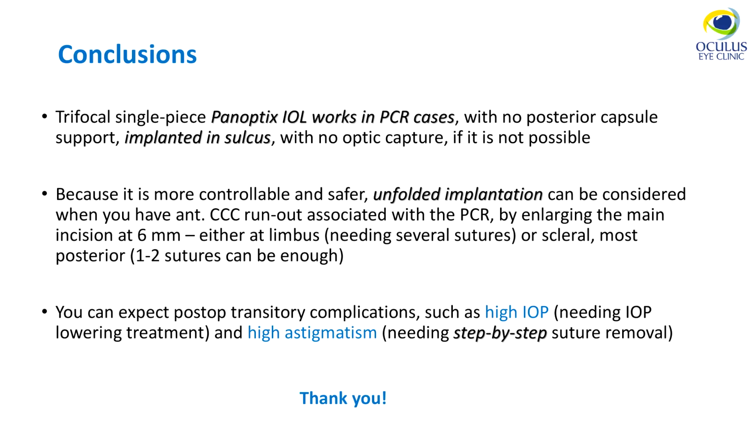So in conclusion, a trifocal single-piece Panoptix IOL works quite well, or can work well, in PCR cases with no posterior capsule support, implanted in sulcus with no optic capture if it's not possible to obtain an optic capture. Because it is more controllable and safer, unfolded implantation can be considered when you have anterior CCC run out associated with PCR by enlarging the main incision to 6 mm, either at the limbus, but it needs several sutures, or scleral, most posterior, but in this case 1-2 sutures can be enough, or even none at all.